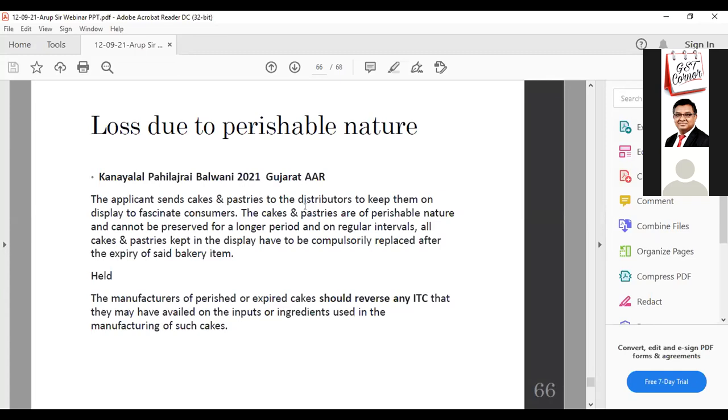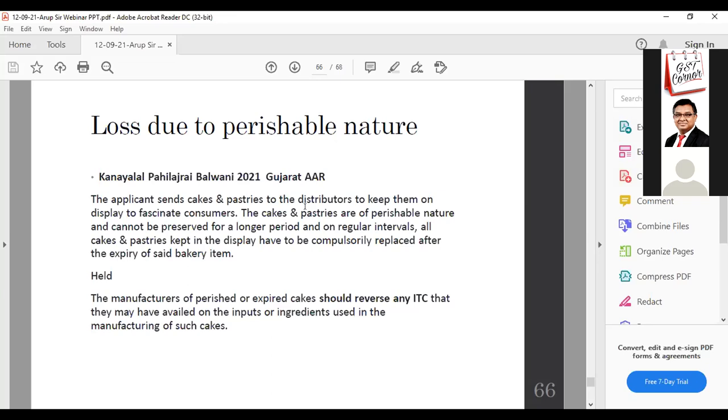So this particular taxpayer had gone before the Gujarat AAR seeking a reply to the question whether in this case they need to reverse the ITC on the cakes and pastry items that are getting expired and which are being returned to them. The AAR Gujarat has replied in the affirmative, saying yes, since this is a loss of the finished products, you'll have to reverse the ITC on the same.